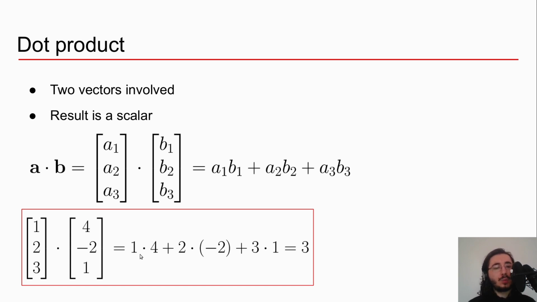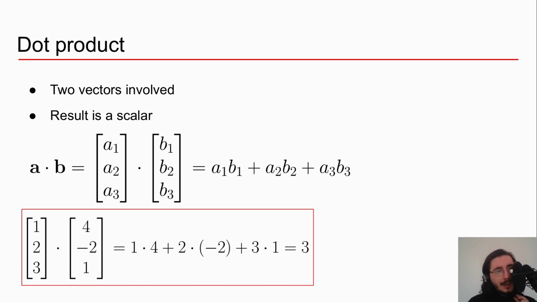So the result here is 1 by 4, and we've reached this by multiplying the first element of the first vector with the first element of the second vector. So 1 by 4 plus 2 by minus 2, so multiplying the second items from the first and the second vector, plus 3 by 1. And we achieve this by multiplying the third item from the first vector by the third item from the second vector. So now if we run the math here, we come up with a number that's 3. So the dot product in this case is 3.